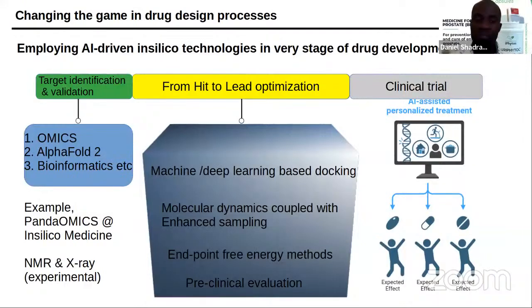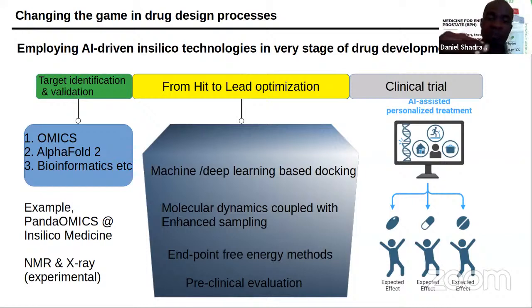Experimental people help a lot when we want to identify targets because they can crystallize the structure, whether it is a protein or DNA, using different experimental techniques, for example NMR, X-ray, etc. So from target identification, I will talk through the hit to lead optimization process to clinical trial, with personal experiences from the whole course of drug discovery and drug development.